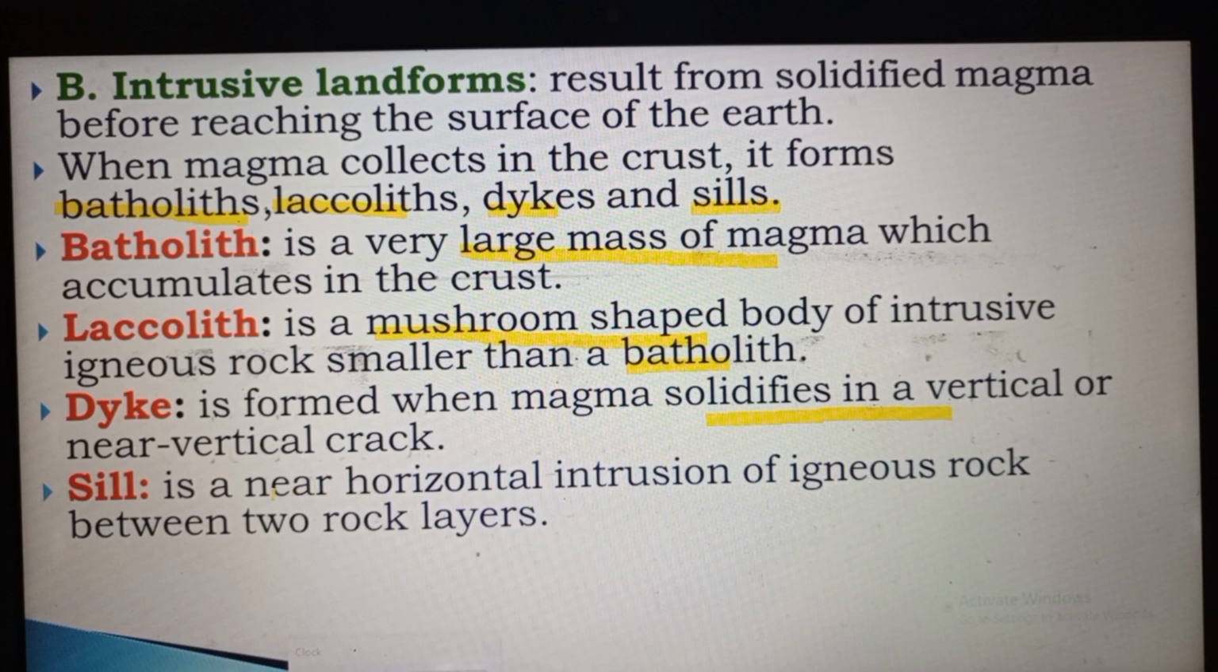When magma solidifies horizontally in the ground, it is known as a sill. Look, it is a horizontal intrusion of igneous rock between two rock layers. So when magma solidifies horizontally between two rock layers, it is known as a sill. So dike and sill are determined by their direction, and batholith and laccolith are determined by their mass. Good.